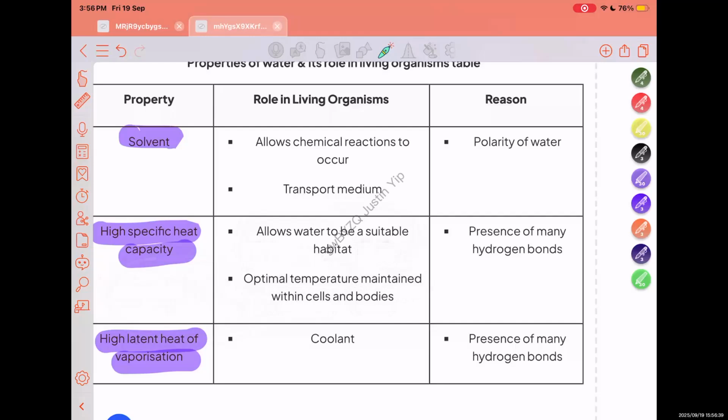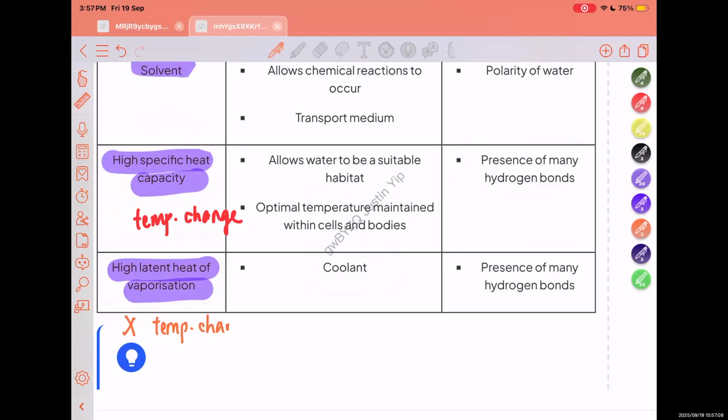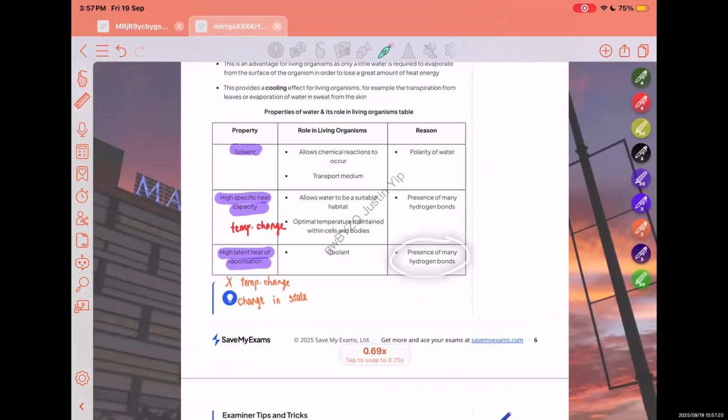Okay, so water has a very high specific heat capacity because of a lot of hydrogen bonds, and it also has a high latent heat of vaporization that acts as a coolant. Specific heat capacity, right? Latent heat does not involve any temperature change. They only change state, for example solid to liquid, liquid to gas. Also due to the presence of many hydrogen bonds.